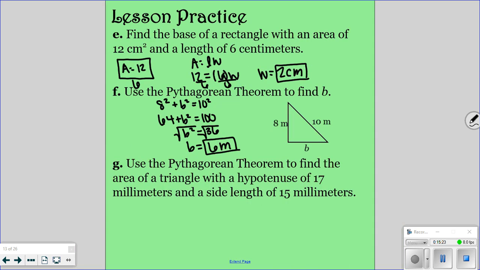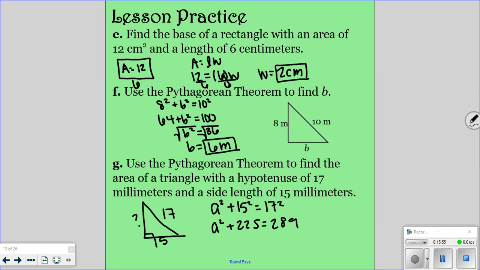Okay, on the next one, we want to find the area of a triangle. It doesn't give us a triangle, so you may want to draw it out. You don't have to if you can do it without drawing it. They tell us the hypotenuse is 17, one of the sides is 15. So using the Pythagorean theorem, a squared plus 15 squared equals 17 squared. So a squared plus 225 equals 289. If you subtract, you get a squared equals 64. Then if you take the square root of both sides, a is going to equal 8.